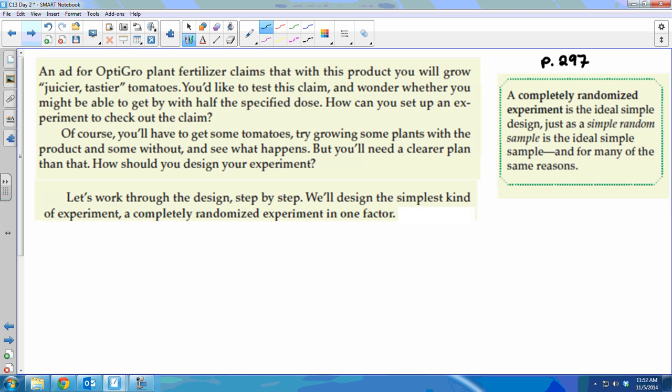We're going to design the simplest kind of experiment, a completely randomized experiment in one factor. All right? So that is the same thing as having a simple random sample. The most basic experiment is one that's randomized and only has one factor that you have to worry about. Okay? So I'm going to give you some information that they provide later in the book, and then we're going to draw a diagram first, and then we'll go back and identify some things. Okay? So this is what you're going to know. They have 24 tomato plants for you to use.